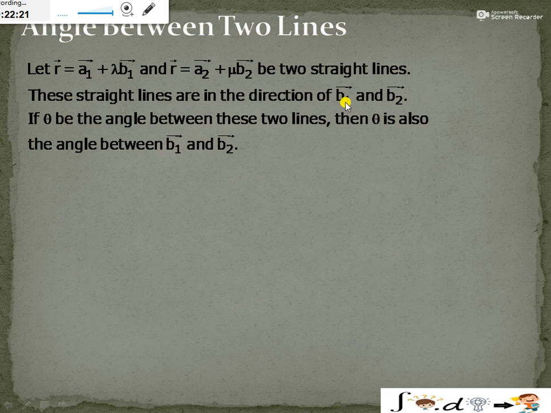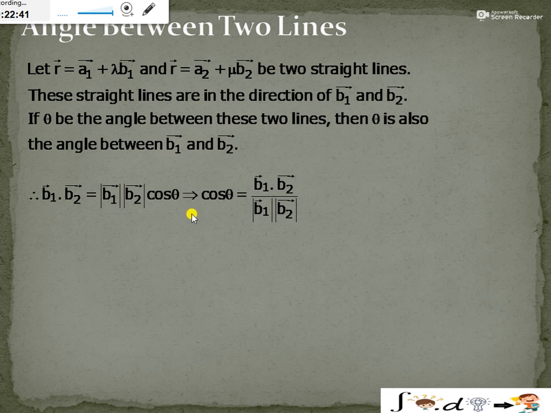ठीक है, अब angle between two lines find करना है तो it means we have to find the angle between their directions. We have to consider theta is the angle between these two lines and theta is the angle between B1 vector and B2 vector, जो हमने vector product में vectors में किया था. Angle between two lines, that is cos theta is equal to B1 vector dot B2 vector upon magnitude of B1 into magnitude of B2. ठीक है, dot product का हमने use करके cos theta find करेंगे.